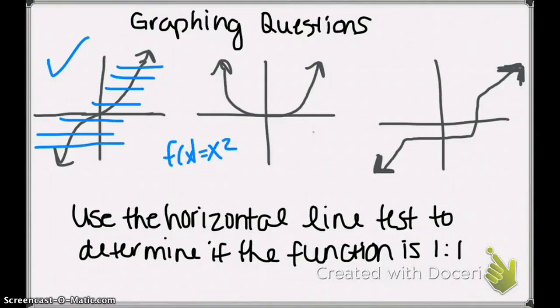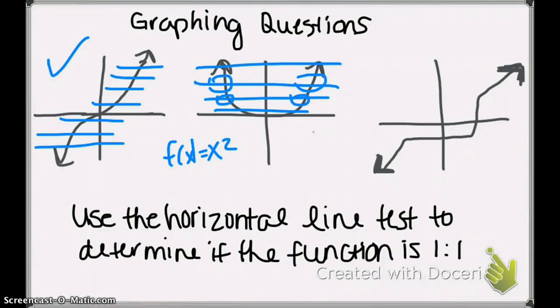So let's move on to the middle graph, which happens to be the graph of x squared, in case you noticed that. Well, I can see right away I have a problem, right? Because if I run a horizontal line across, it's hitting two spots. Same thing right here and right here. That would be a problem, that would be a problem, this would be a problem. So this one is not a one-to-one function.